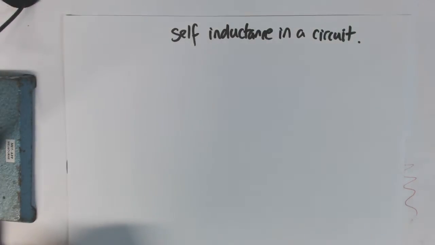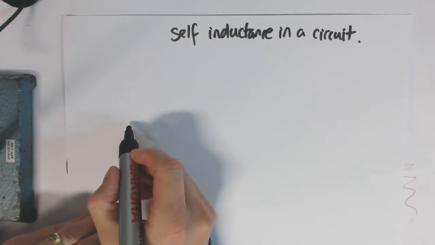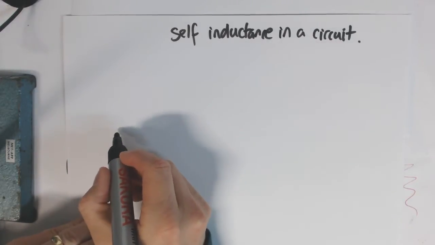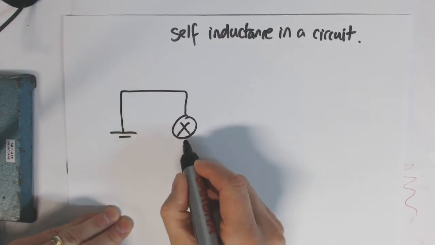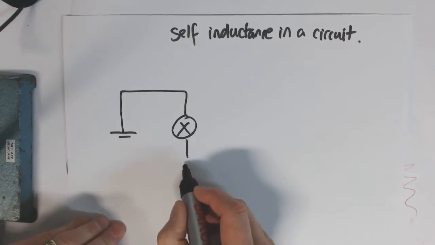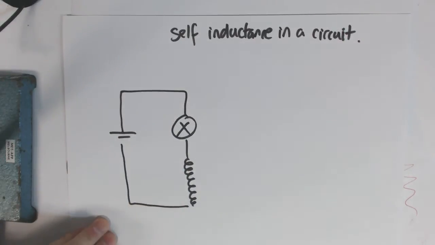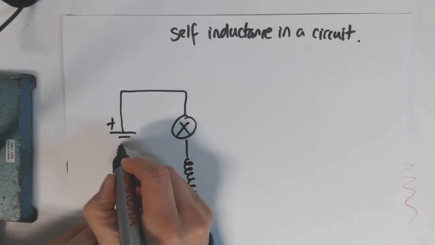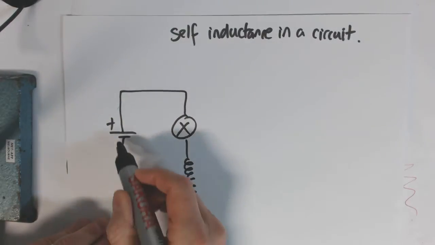Yeah. Self-inductance in a circuit. Let's just have a quick look at this, just make sure you've got it sorted. This is a bit like the capacitor circuit where we have a resistor, we can make it a lamp, and we have a coil, and we put a DC voltage on it. What's going to happen is we're going to get a current flow.